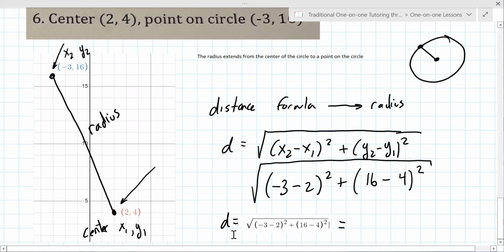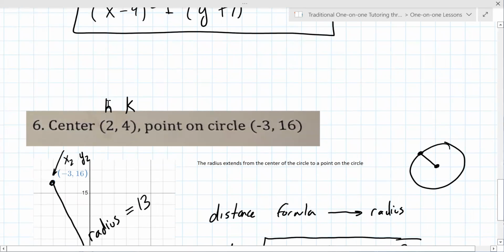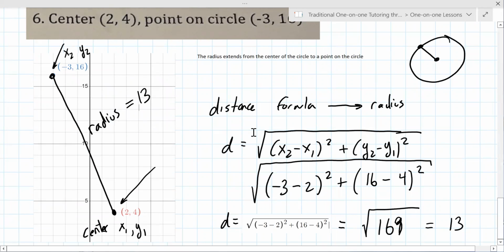$169. It's the square root of that, though, Sourish. The square root of 169. Well, I already know what that is. It's 13. Good. So the radius in your problem is 13. See how we started out by saying h is 2 and k is 4? We started the problem by saying h is 2 and k is 4. All the work we just did is to find the radius. The radius is 13.